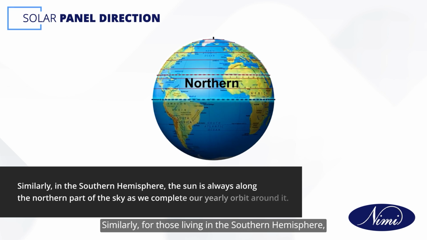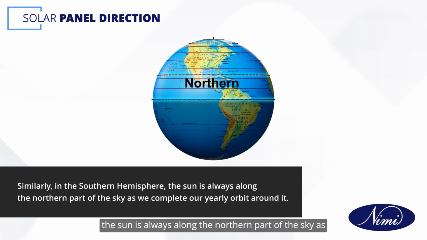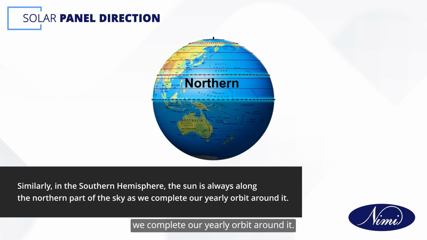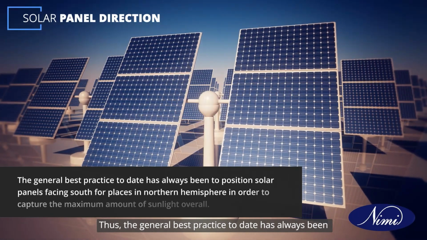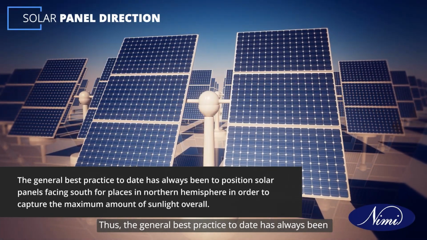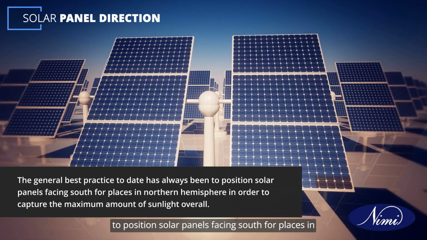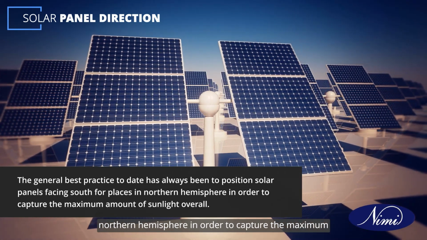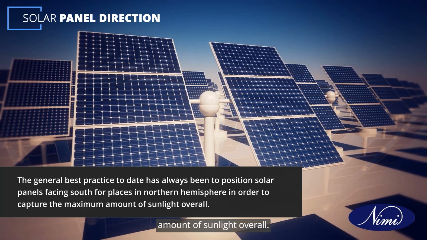Similarly, for those living in the southern hemisphere, the sun is always along the northern part of the sky as we complete our yearly orbit around it. Thus, the general best practice to date has always been to position solar panels facing south for places in northern hemisphere in order to capture the maximum amount of sunlight overall.